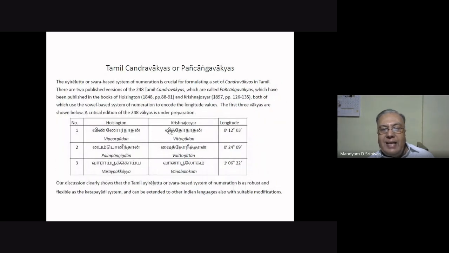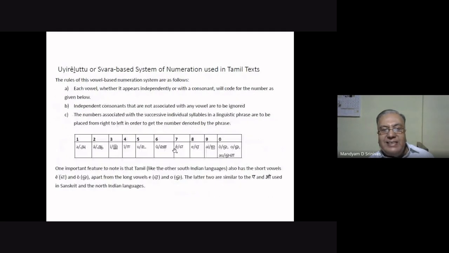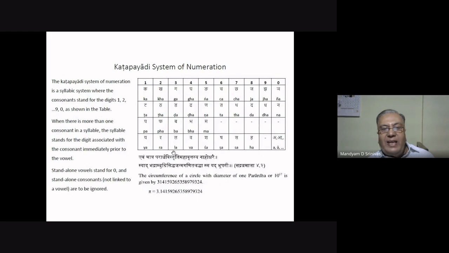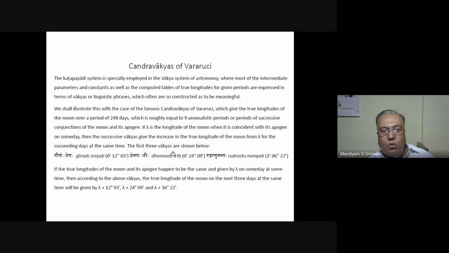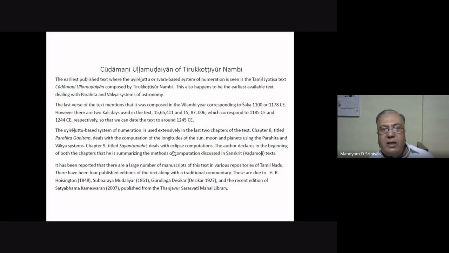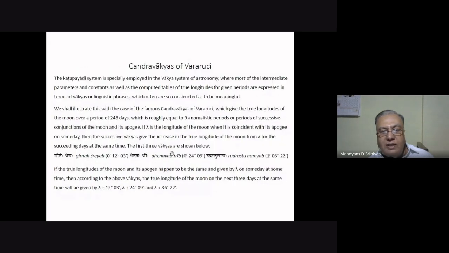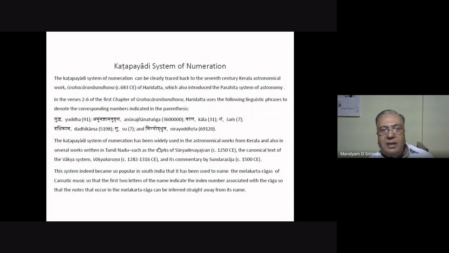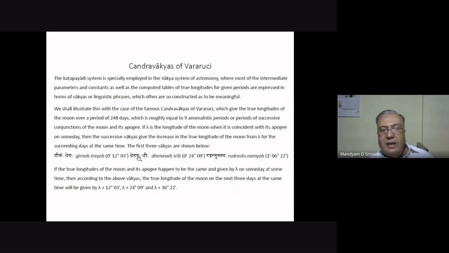And this thing that I explained to you in Sanskrit, these Chandravakyas, now we can write them in Tamil also. And that is what was done very soon. I think Chudamani Ullamudiyan itself is talking about these Chandravakyas. I'll just show you the Sanskrit Chandravakyas in a minute. Shreya 01203, Denavashrihi 0249, Rudrastu Namya 1622.